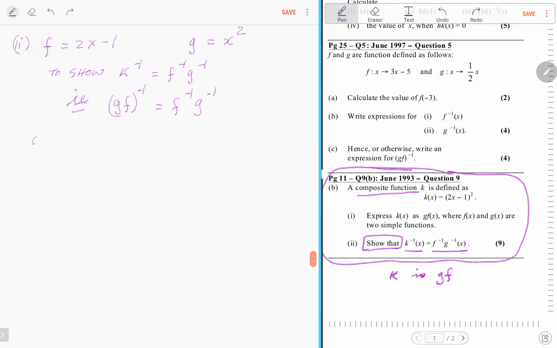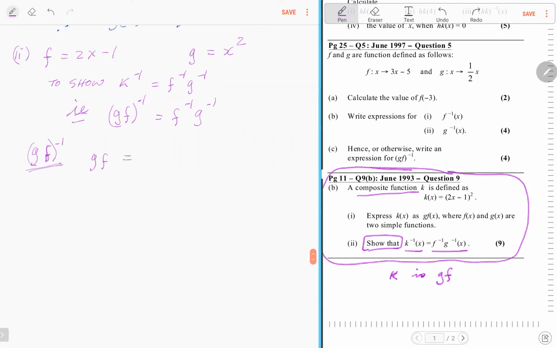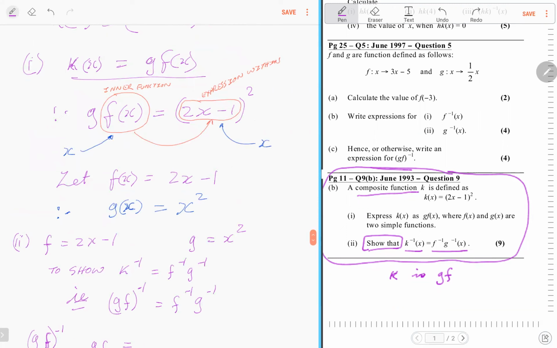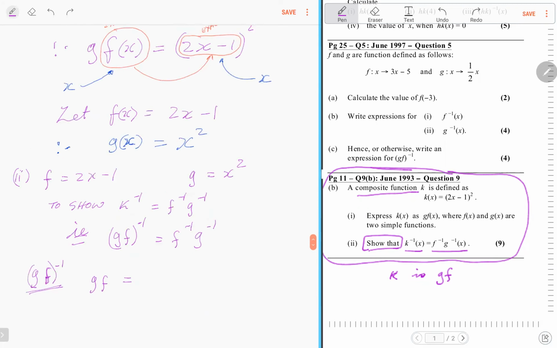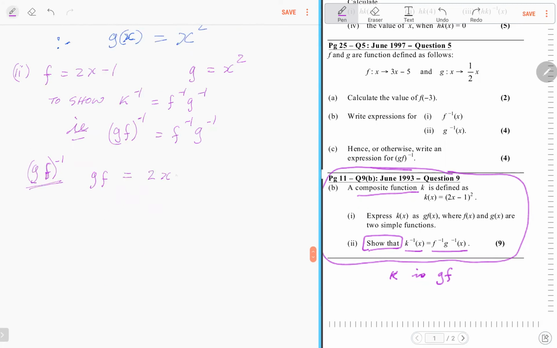Alright, so I want to start by doing the GF all to the minus 1 first. Remember that the GF is actually what we're given right here. And this is the K now, which is also GF. So the GF is this: 2x minus 1 all squared. The GF really is 2x minus 1 all squared.